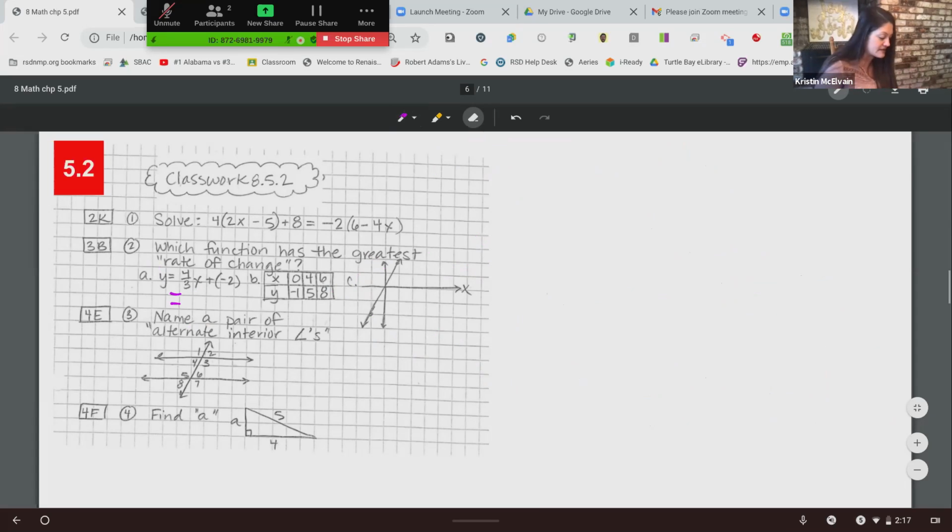So what we have is 2 parallel lines right here. A lot of times you will see them designated with these little hash marks. That means that those 2 are parallel. And then this line right here is called the transversal. So when it transverses or goes across parallel lines, then we have exterior alternate angles, interior alternate angles. And what this is looking for is name a pair of alternate interior angles.